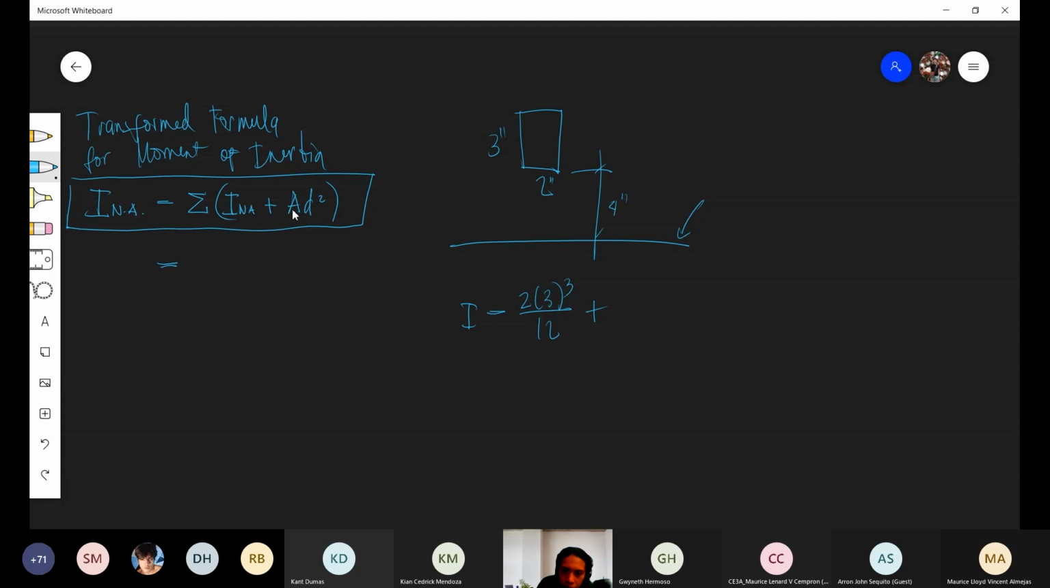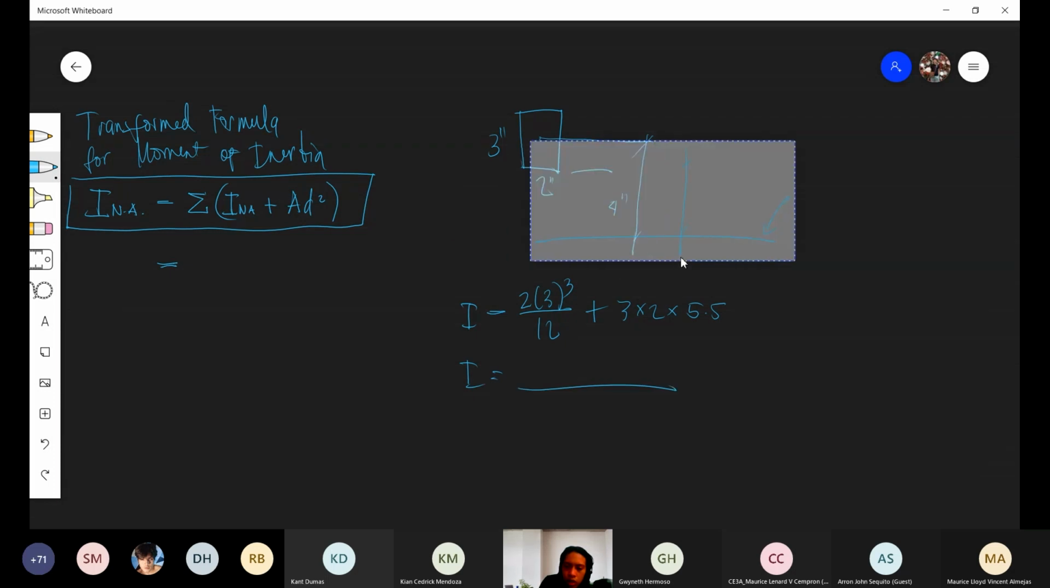Plus, AD squared, the area, which is 3 times 2, times D squared. D is the distance from the centroid of the area to the axis you are getting the moment of inertia. So for here, this is equal to 4 plus half of 3. Di ba? That is 4 plus half of 3, which is 1.5. That is 5.5. Yes, so this is the value for I.